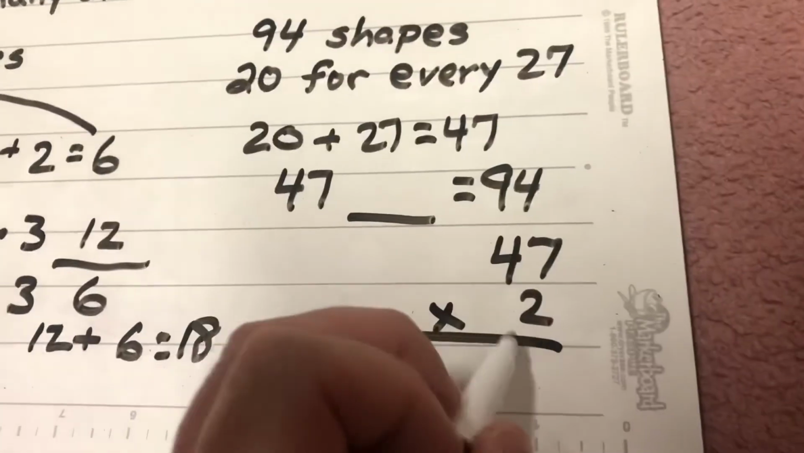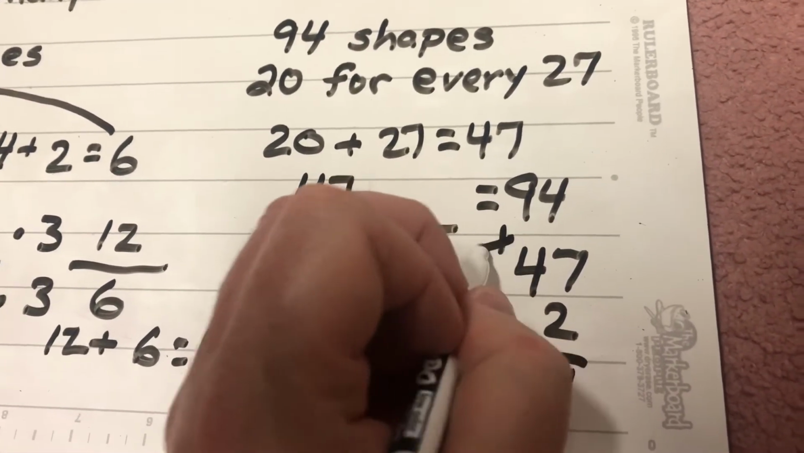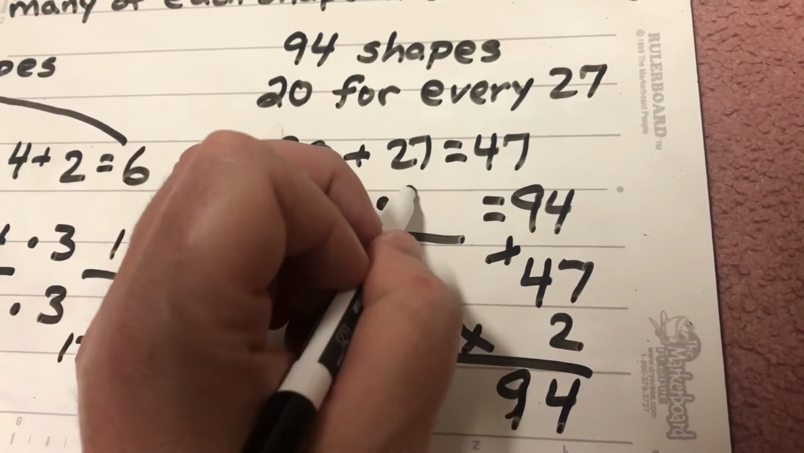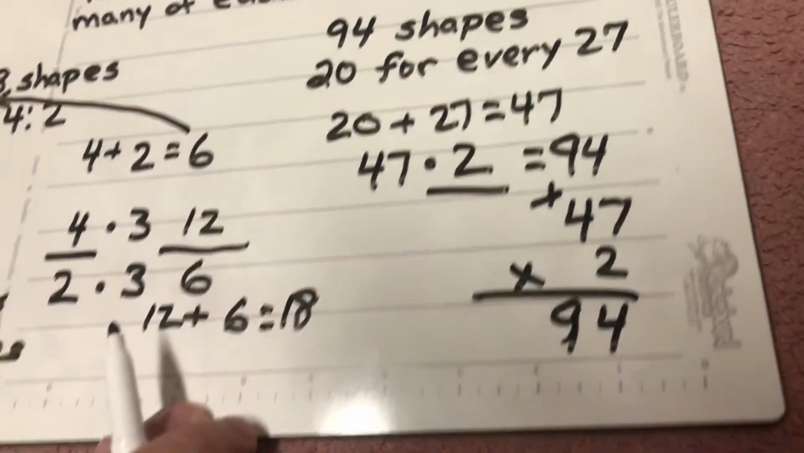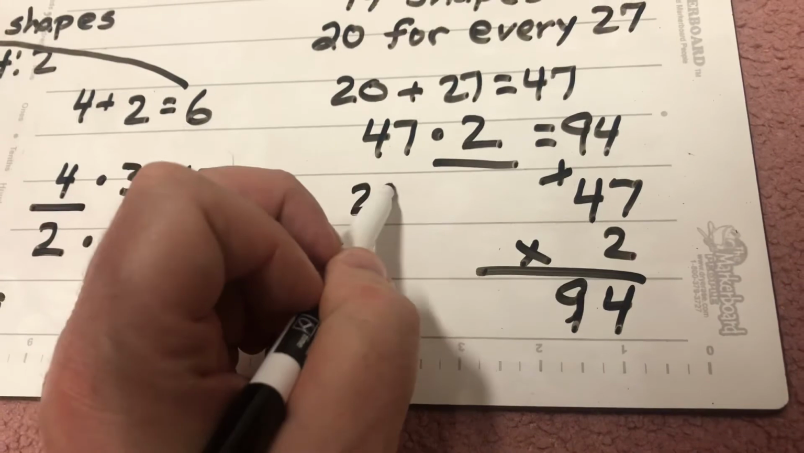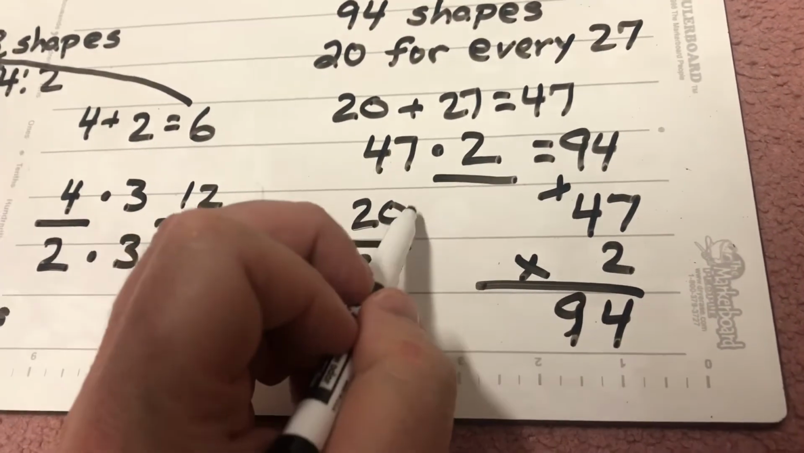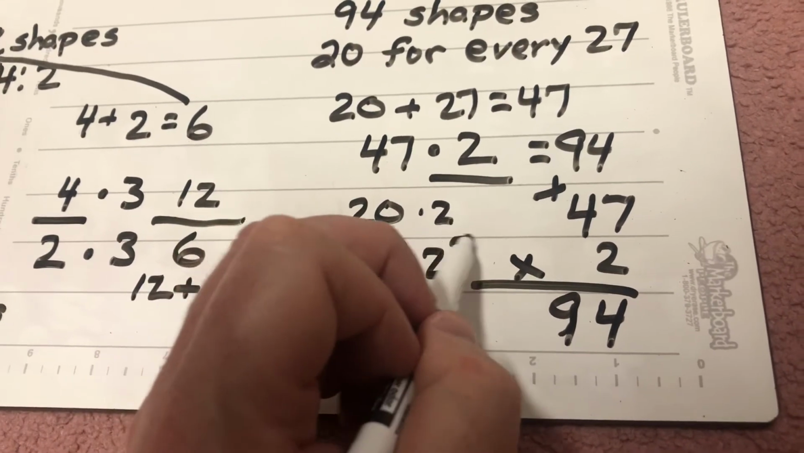2 times 7 is 14. Put the 4 down, carry the 1. 2 times 4 is 8, plus 1 is 9. Sure enough, I did 47 times 2 equals 94. So just like I did in this previous problem, I'm going to set it up as 20 cubes, 27 circles, and I have to multiply them both by 2 to get my 94.